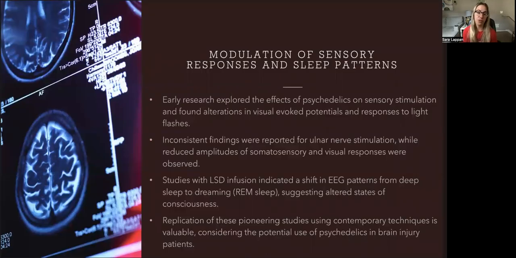Modulation of sensory responses and sleep patterns. Early research explored the effects of psychedelics on sensory stimulation and found alterations in the visual field, evoked potentials, and responses to light flashes. So being affected by that. Inconsistent findings were reported for ulnar nerve stimulation, while reduced amplitudes of somatosensory and visual responses were observed.